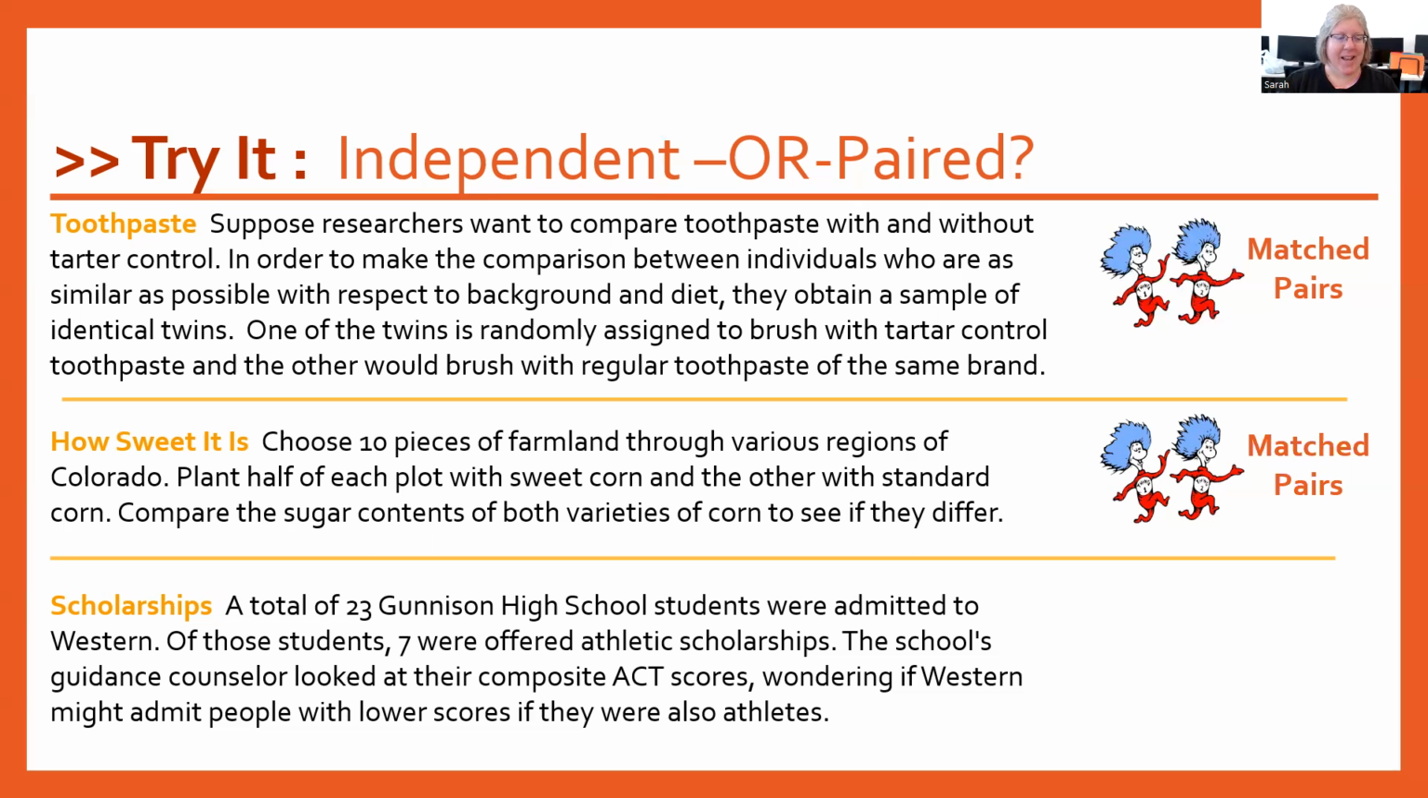All right, last one. A total of 23 Gunnison High School students were admitted to Western. Of those students, 7 were offered an athletic scholarship. The school's guidance counselor looked at their composite ACT scores, wondering if Western might admit people with lower scores if they were also athletes. All right, so this is going to be 2 independent samples. You have the one group that is athletes and the other that is not. And then what we have is the ACT score for each person in each of those groups. So 2 distinct groups here.